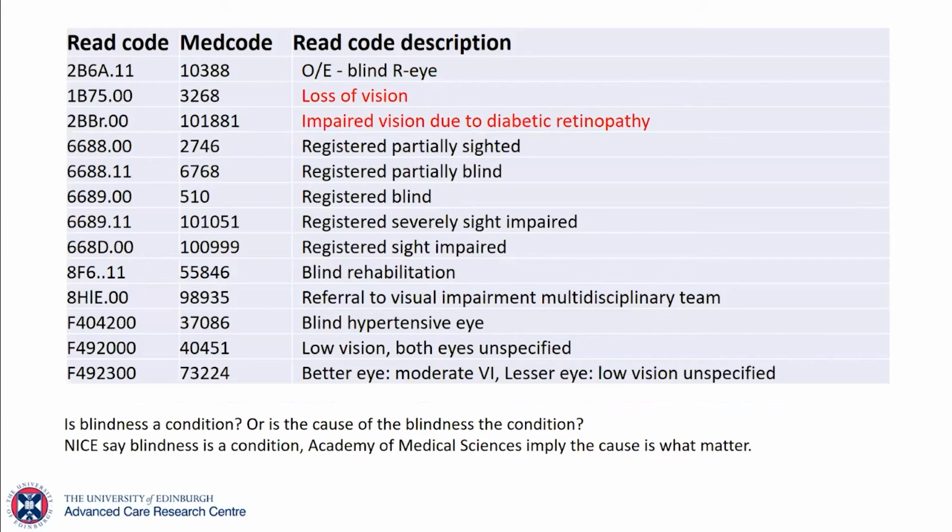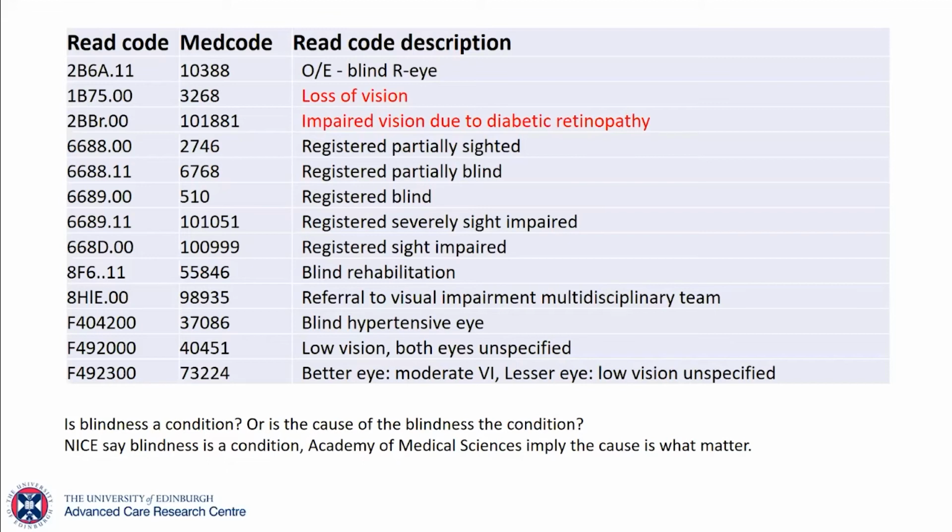You've got loss of vision. What does that mean? I mean, does that mean you've totally lost your vision or that you're just a bit short-sighted? I don't know. I mean, I'm getting short-sighted. I'm losing my vision, but am I blind? Not really. So you get non-specific codes. You can't get impaired vision due to diabetic retinopathy. I mean, is that severe enough to matter?